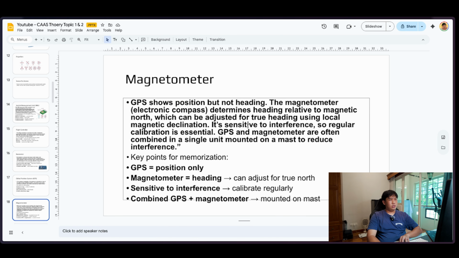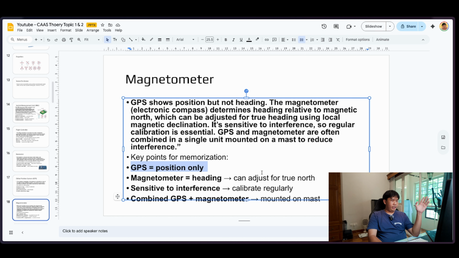Magnetometer. GPS shows us our position but not heading, meaning that if you don't have a magnetometer, the drone doesn't have a head. So the magnetometer gives it a heading. GPS gives position only. The magnetometer gives heading and you can adjust to true north. It's sensitive to interference and must be calibrated regularly. You have to calibrate. Combine GPS plus whatever, etc. Please read through. I don't think this is very important, but it's good for you to know.